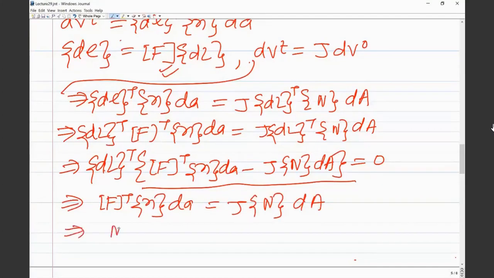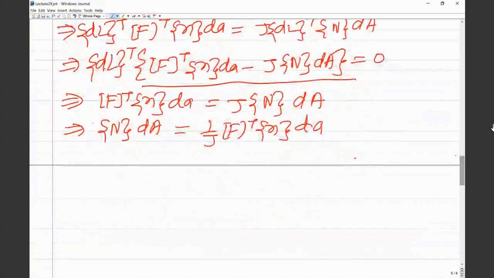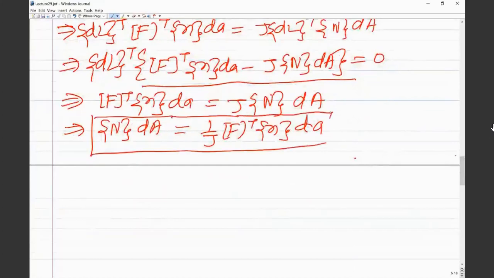Or if you want to write the reference area vector, N dA in the reference configuration will be equal to 1 upon J into F transpose into n da. This relationship is known as Nanson's relationship. This is the final relationship between the area vector in the reference configuration and the area vector in the current configuration. The components of the normal to the area are capital N1, N2, N3 in the reference configuration and small n1, n2, n3 in the current configuration. This is another important relationship we use.